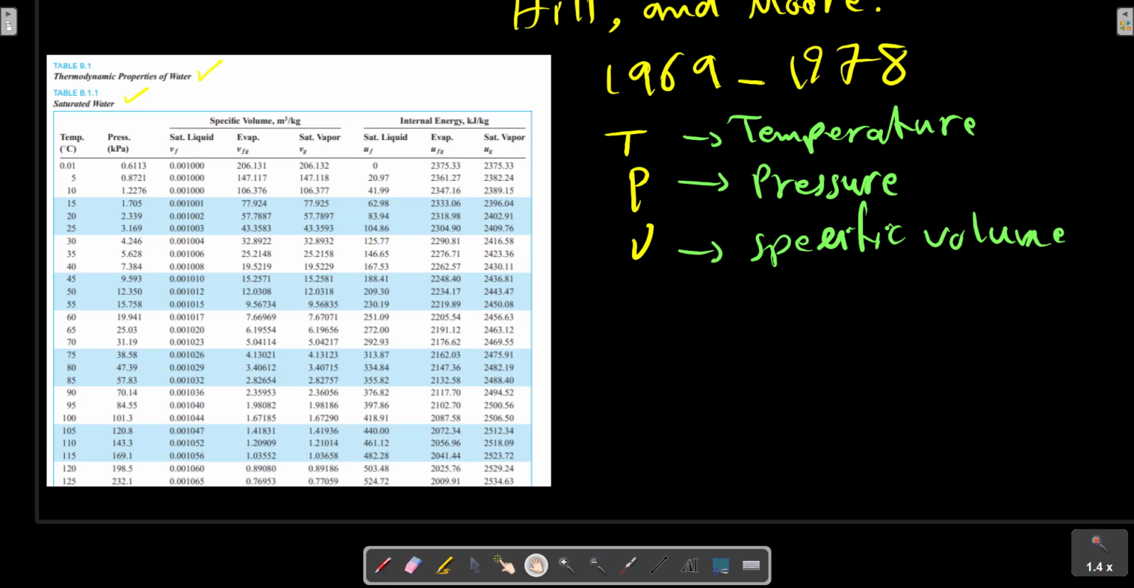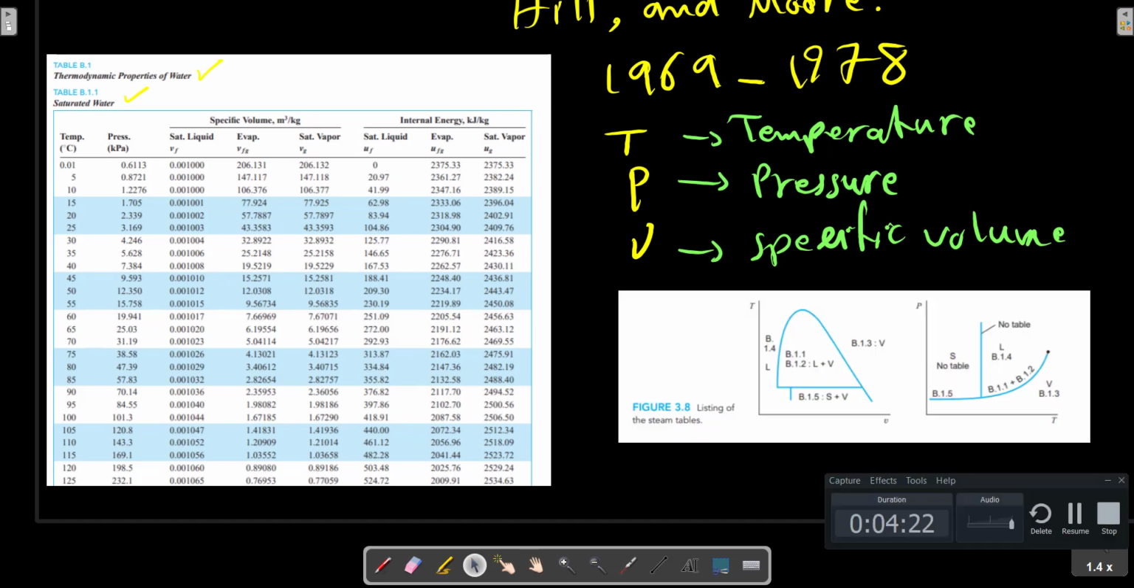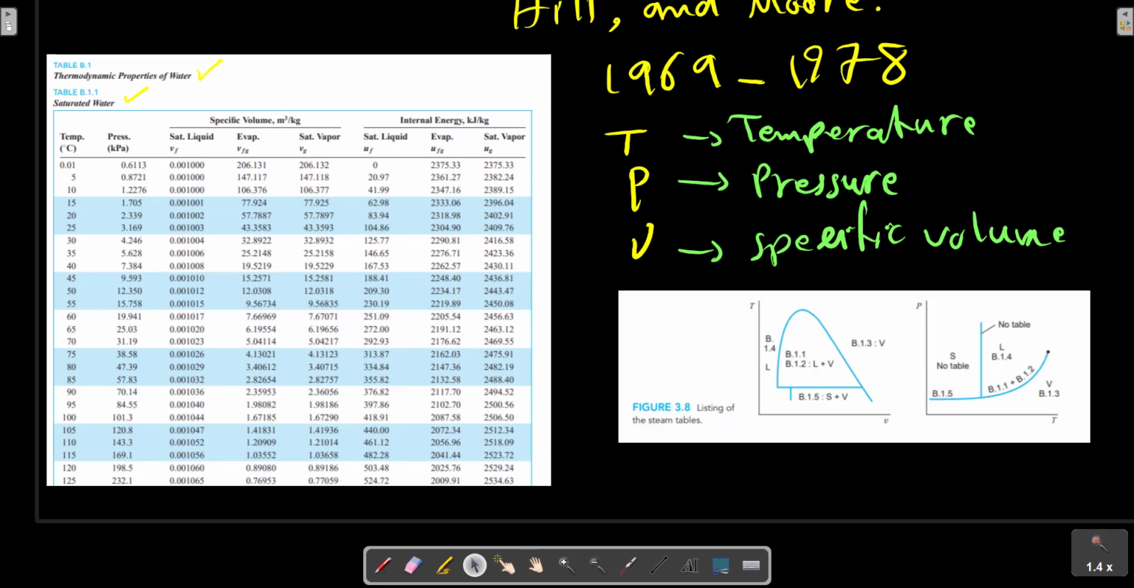The steam table in Appendix B consists of 5 separate tables, as indicated in the figure here, figure 3.8. The region of superheated vapor in the figure, for example, is given in the table B13.